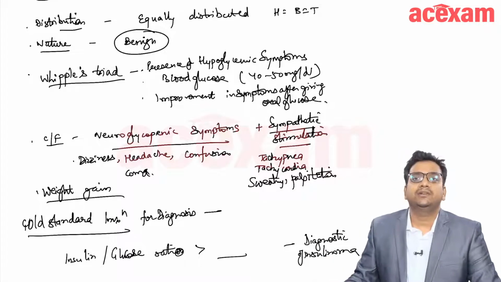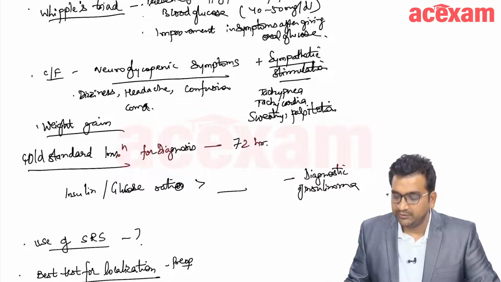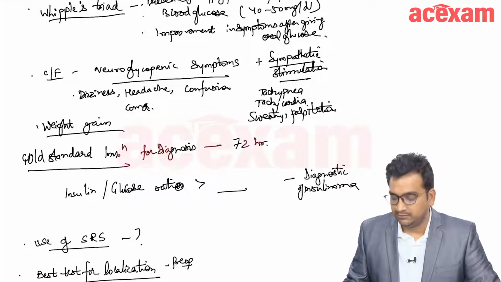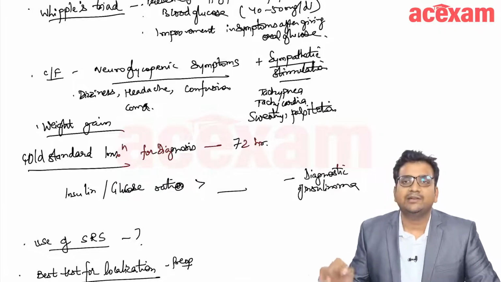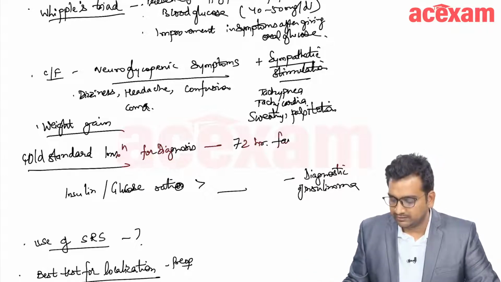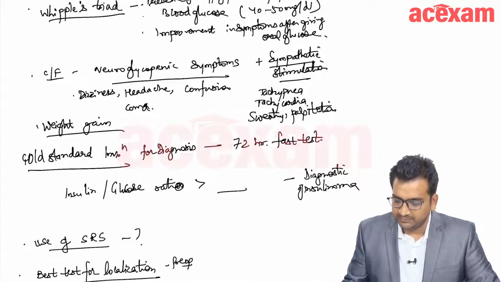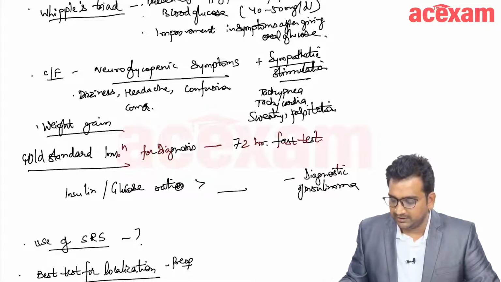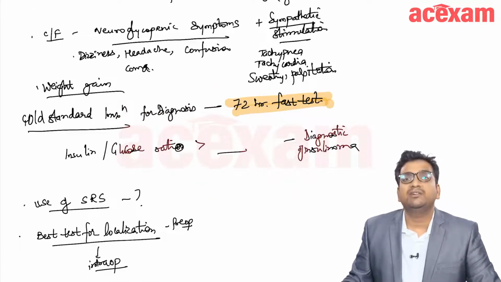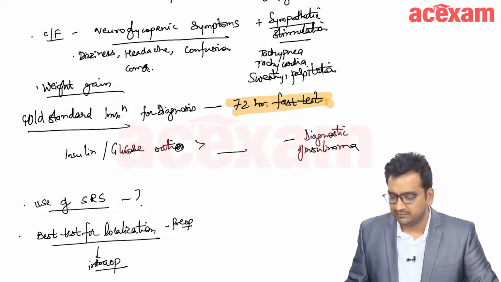Now, the gold standard investigation for diagnosis is the 72-hour fast test. This is a very common question, almost asked every year in one or the other MCQ entrance exam. The gold standard investigation for diagnosis of insulinoma is the 72-hour fast test. Sometimes they will write it as 72-hour fast only. So this is very important. The 72-hour fast test, 72-hour fasting test, or a fast test, anything can be written in the exam.